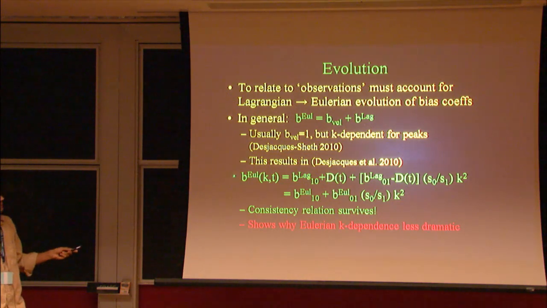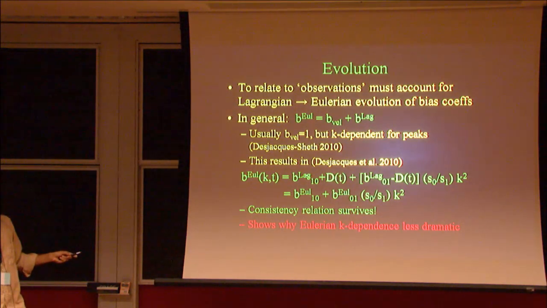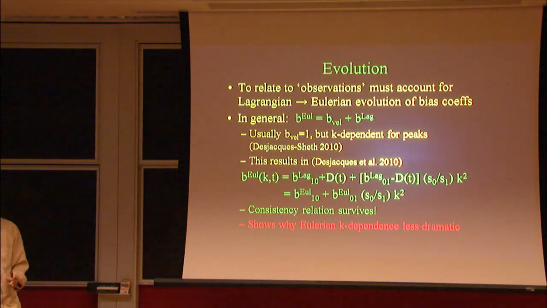So the result is that the Lagrangian bias, you add what would be a 1 at the present time. In general, you add the growth factor. From the k squared, the k-dependent piece, you subtract the growth factor. And so one thing to notice is that because you added the growth and you subtracted the growth, if I do the consistency relation, this sum would have been the Eulerian, and the sum of the two Eulerians is the same as the sum of the two Lagrangians. So the consistency relation survives when you go to Eulerian.